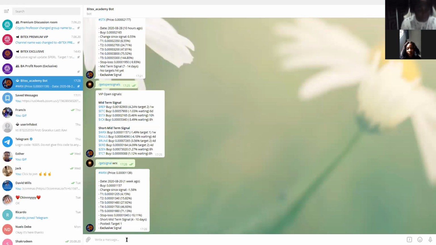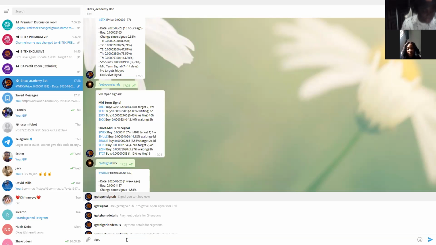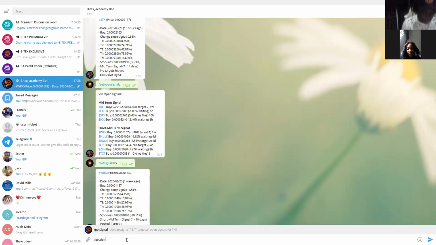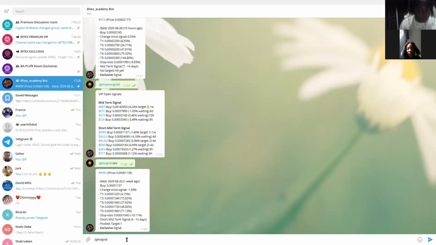You don't have to search it again. Do you understand? So now I will type slash get signal. The get signal has to be together with that slash. Then you give one space to type the name of the coin. I will now put PEN.